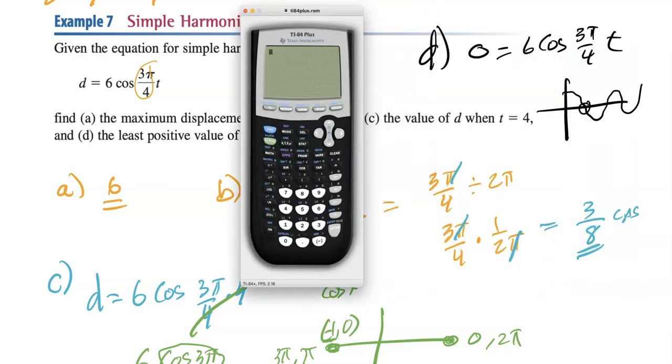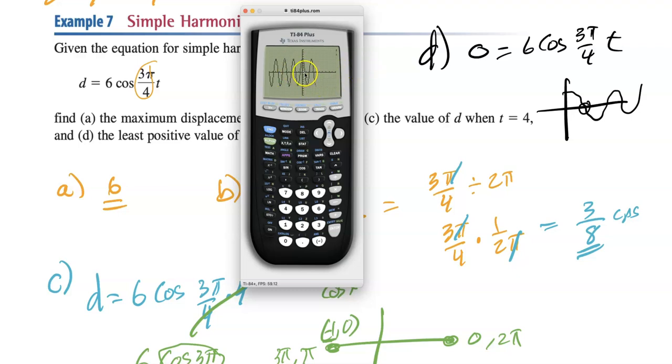So let me bring up my calculator so you can see it. It's in radian mode, like I have it. We'll go y equals. Let's clear this, and then we're going to enter 6 cosine of 3 pi over 4 x. Let's go to window. Let's go zoom. We'll put zoom standard for now. Do I have it in radians? No, I have it in degrees. It has to be in radians when you graph trig. Okay, so like this.